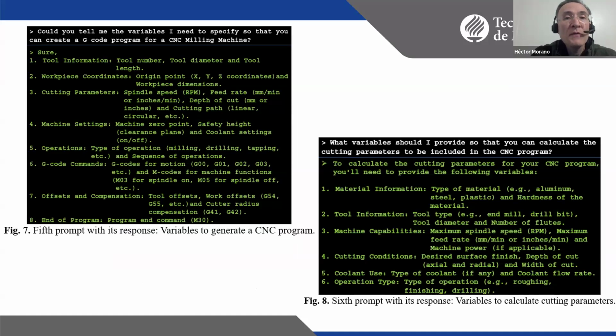The sixth prompt, shown in figure 8, was used to investigate the information necessary for the LLM to calculate the cutting parameters of CNC machining. The material to be machined, the specification of the tool to be used, the capacities of the CNC milling machine, the surface finish, the type of cutting fluid, and the manufacturing operations are also required.